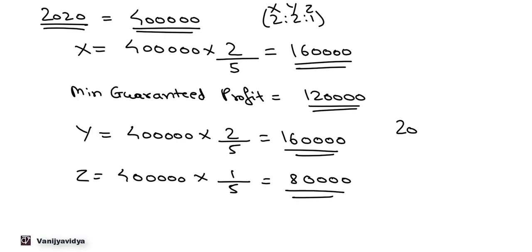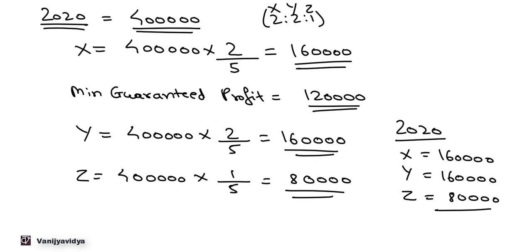So for year 2020, the profit sharing is X 1,60,000, Y 1,60,000, and Z 80,000. So that comes to 4 lakhs. Now, since there was no deficiency, nothing is shared by Y and Z. The profits are shared as per profit sharing ratio of 2:2:1. If there is a deficiency, then that deficiency is borne by the other partners. Next.